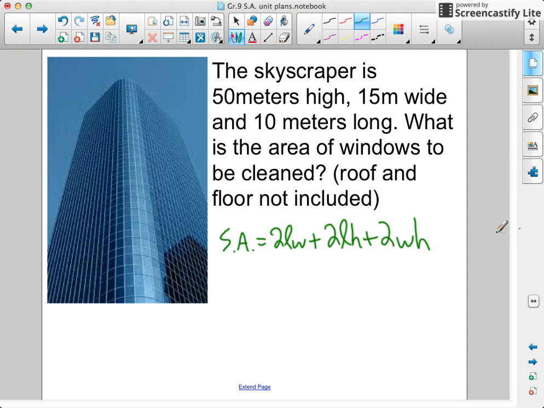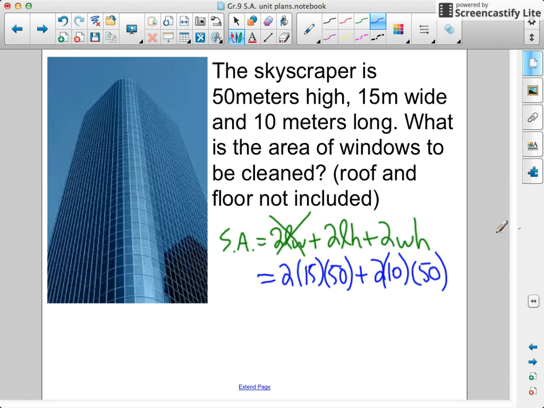So what I can actually cancel out is this entire part of the formula, and just making sure I use the proper dimensions. This would be 2 times length times height, so 15 times 50 plus 2 times 10 times 50. So I have to make sure I exclude the proper part of that formula. I don't want to do the length and the width of the top and the bottom. So I can calculate this out. I get 1,500 plus 1,000, which equals 2,500 meters squared.